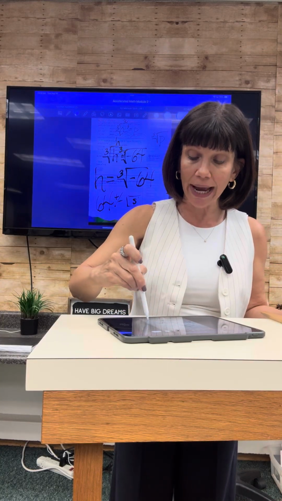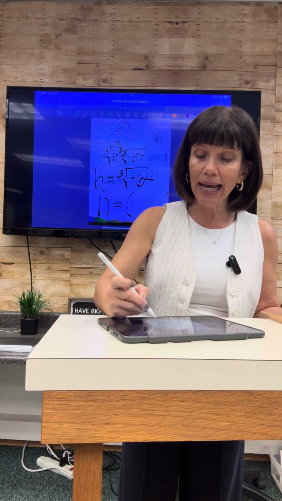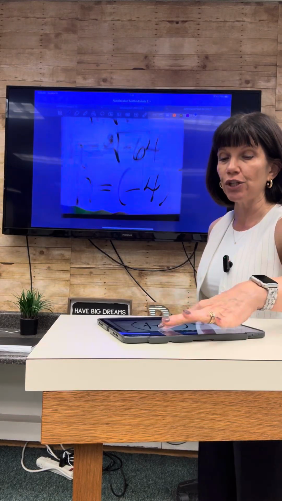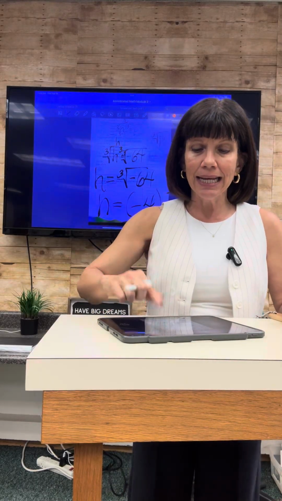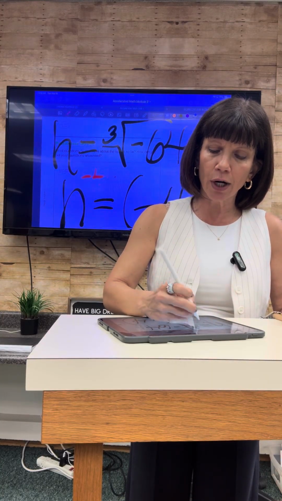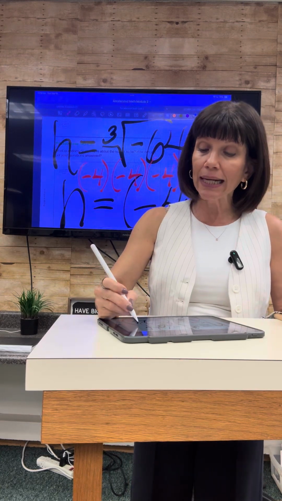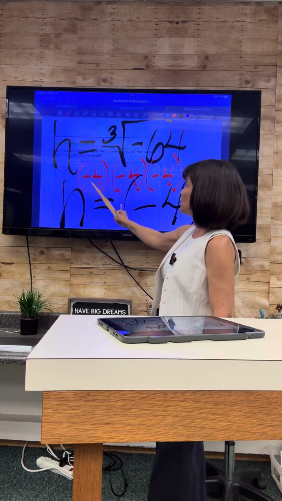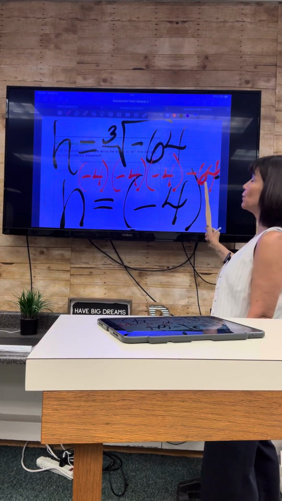You are correct. So I now know that I can write h equals negative 4. I put it in parentheses just so that the negative sign will stand out to you. So ask yourself, would this be true? If I did negative 4 times negative 4 times negative 4, would that equal negative 64? Yes, because negative times a negative would equal a positive, and then that positive times this negative would equal this negative.